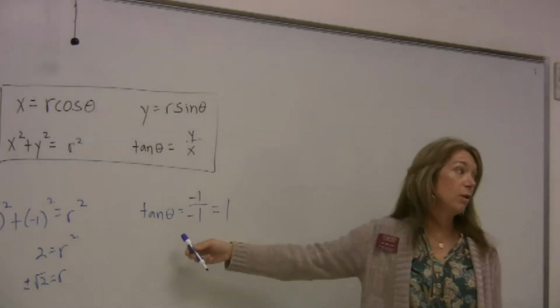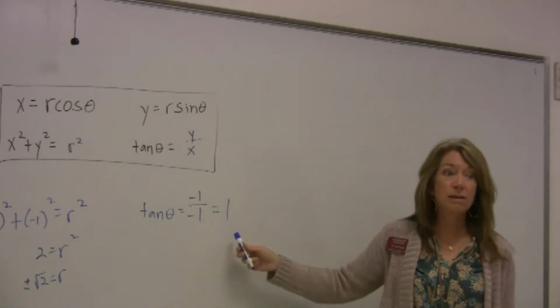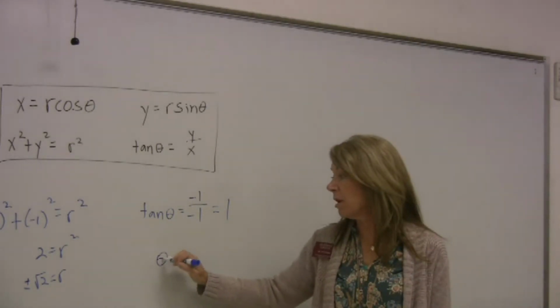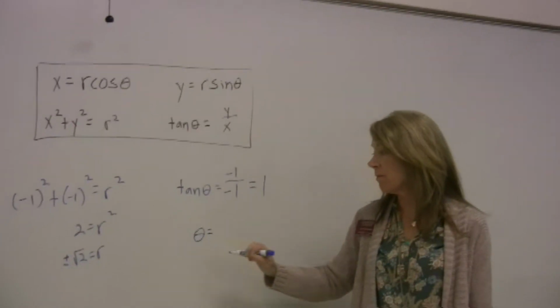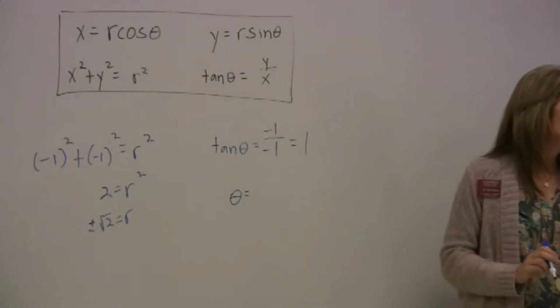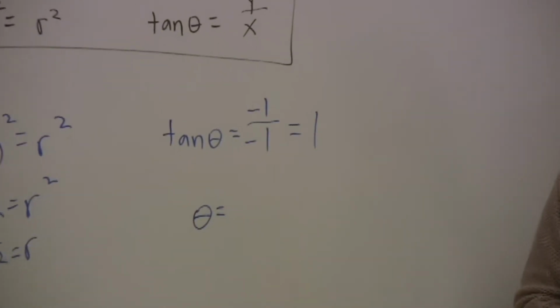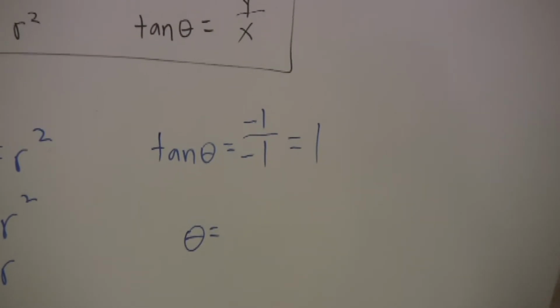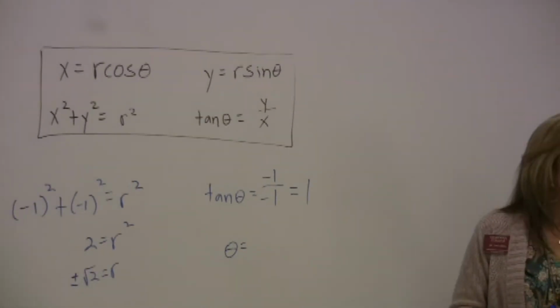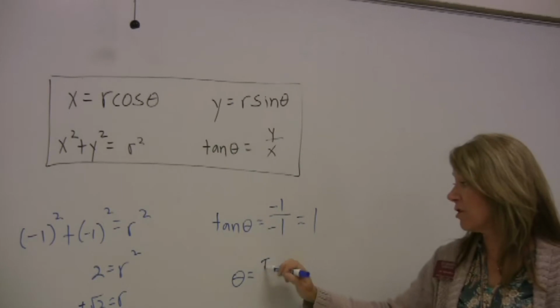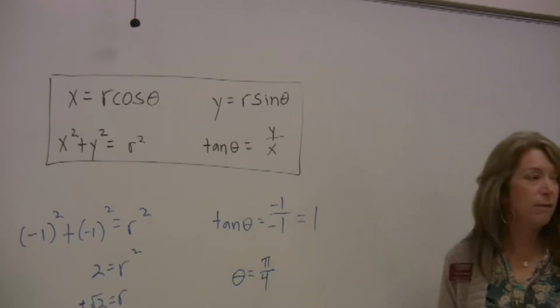So now you need to know your trig. Which angles have a tangent of 1? Theta could be 45 degrees, which of course I'm going to change into radians. π/4.